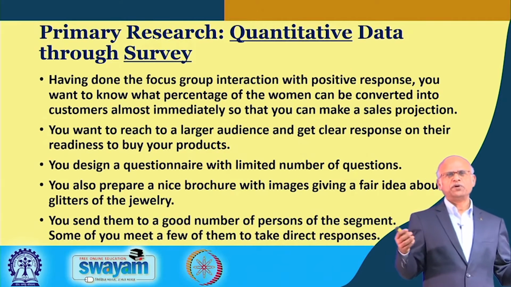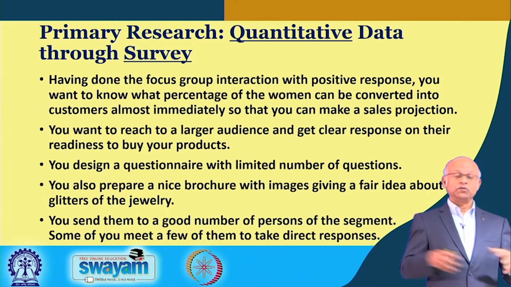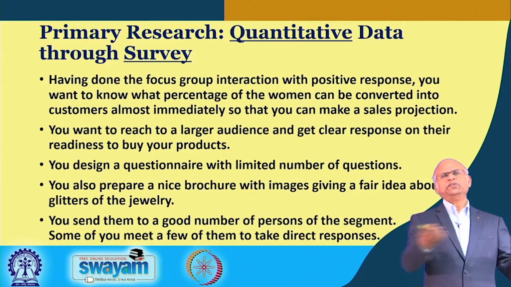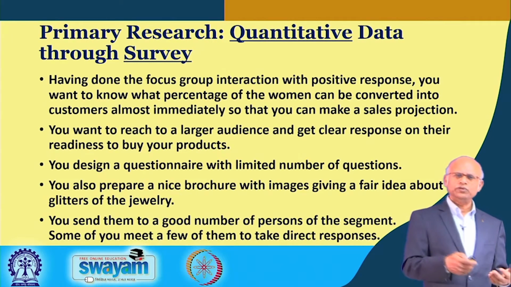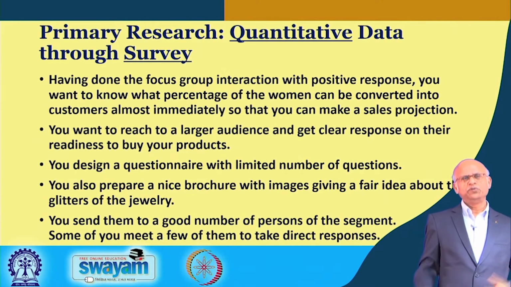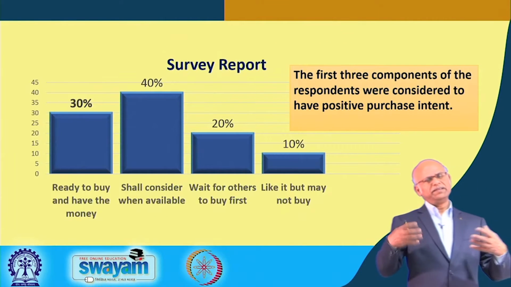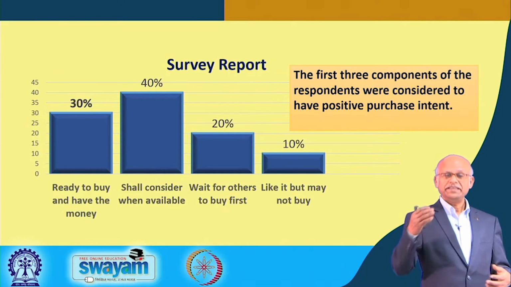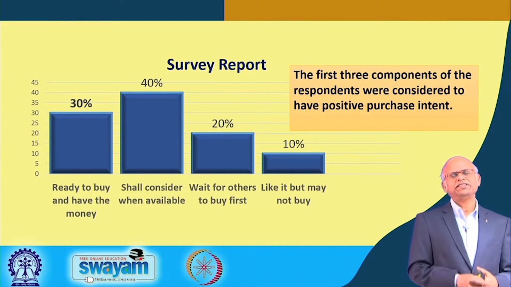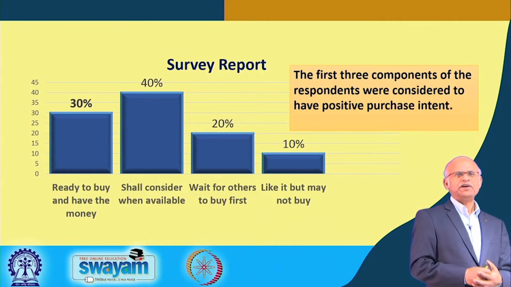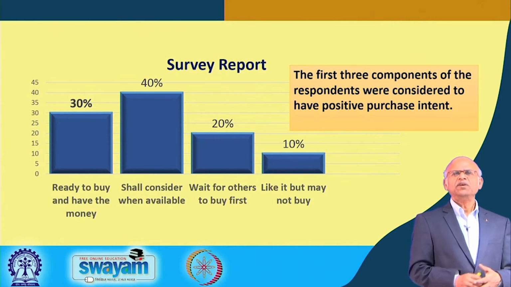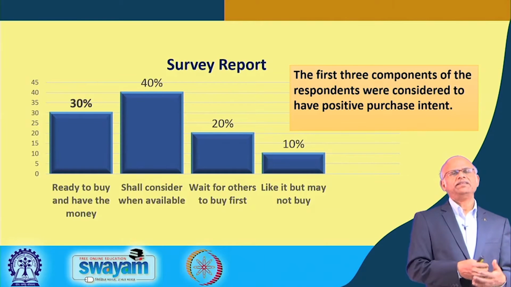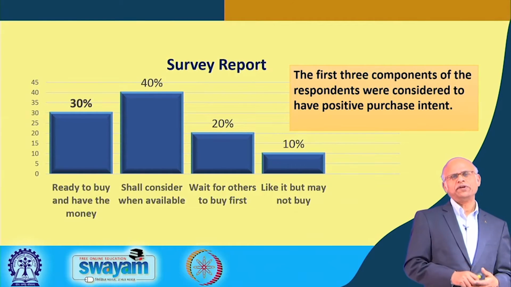You send this questionnaire to a good number of persons. At the same time, you can also reach out to some of them directly through your people, or you directly go and meet them and get some idea. Suppose this is the data: 30% are ready to buy immediately. Looking at the picture itself, they say, I would like to buy now. 40% say, okay, we shall consider when available. I want to see the jewelry directly and then I will decide; I cannot decide based on the photograph.